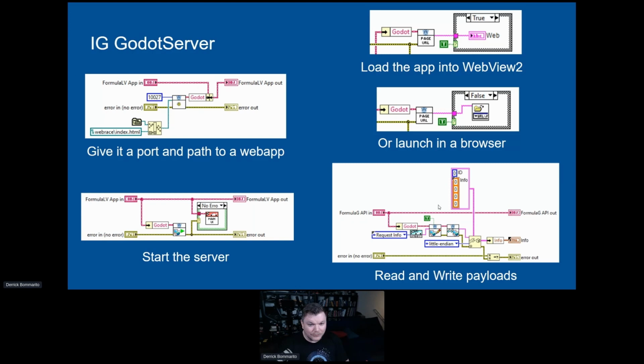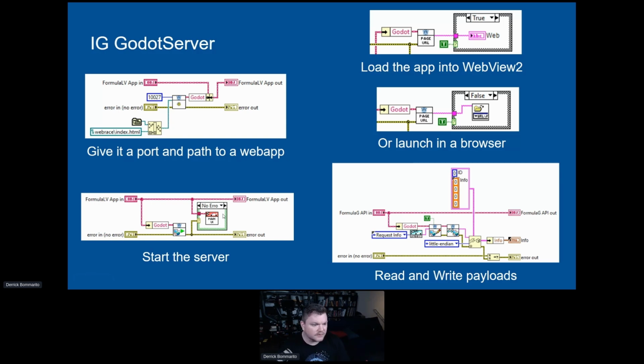So this is... Okay, that's a lie. I did add one more thing over the weekend, but this is every VI you would need to use this toolkit. So you got an initialization. You just have to tell it what port you want to use and where the web export of whatever web app you're running, where that lives on disk.